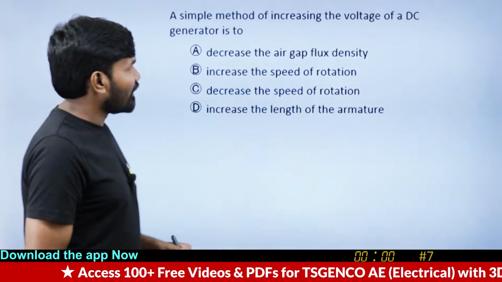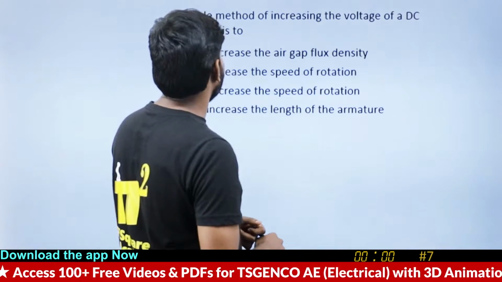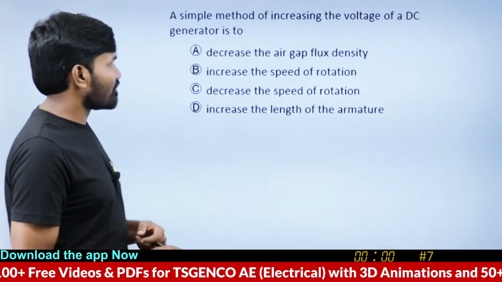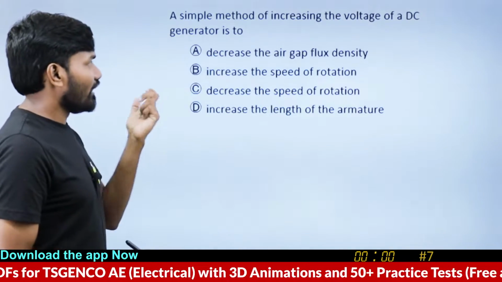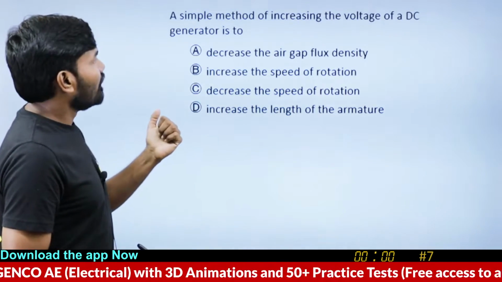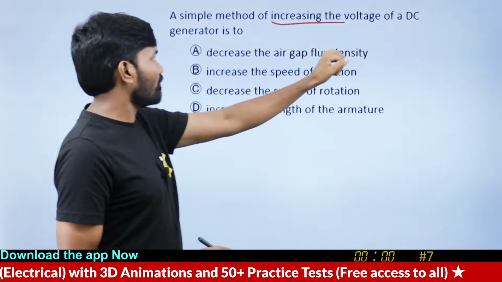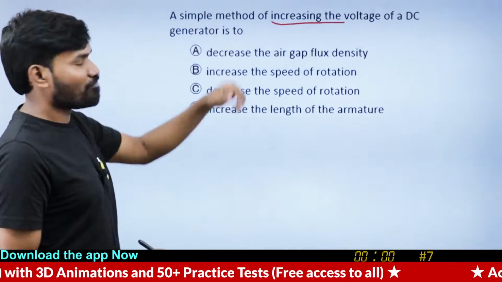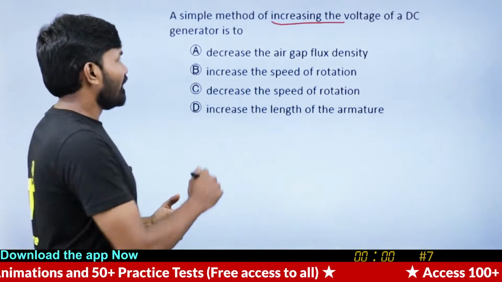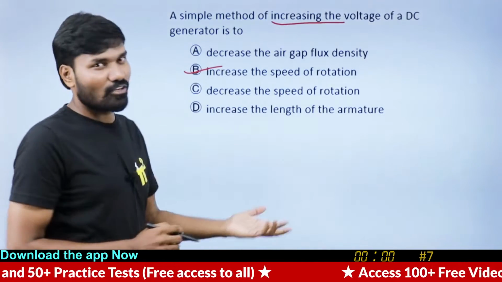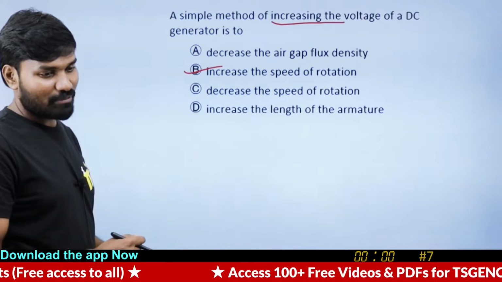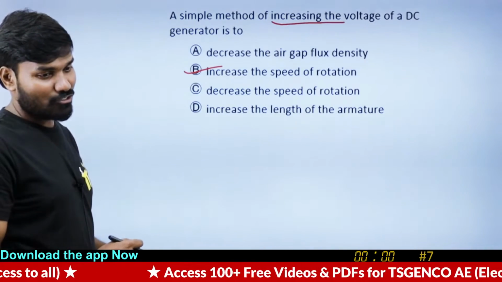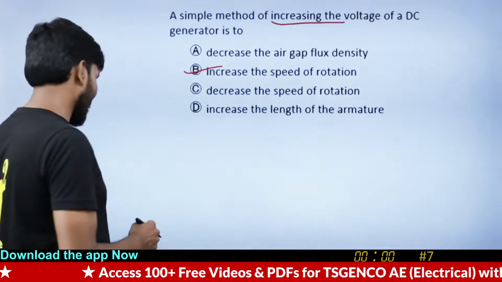A simple method of increasing the voltage of a DC generator: decrease the air gap flux density, or increase the speed of rotation. It is said increasing the voltage. Definitely the convenient, simple method is to pick up the speed, increase the speed of rotation. We just saw that. Yet I got some people saying D. That's a strange thing. Even some people say A as well.